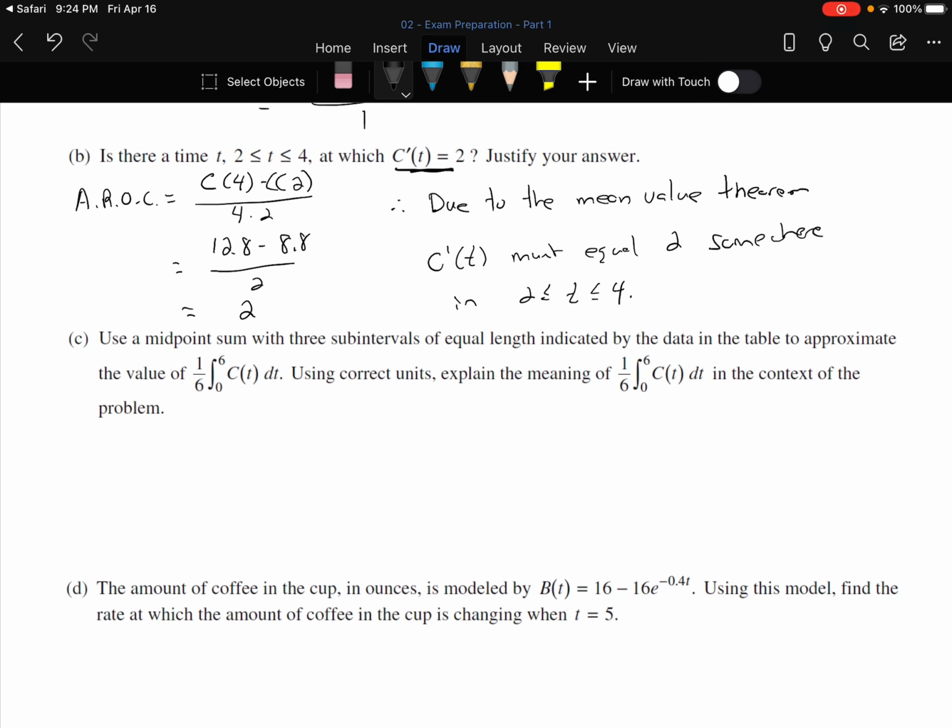So another one of those questions. It doesn't really talk about the mean value theorem. You've got to kind of reach out and grab that mean value theorem from your base knowledge there.